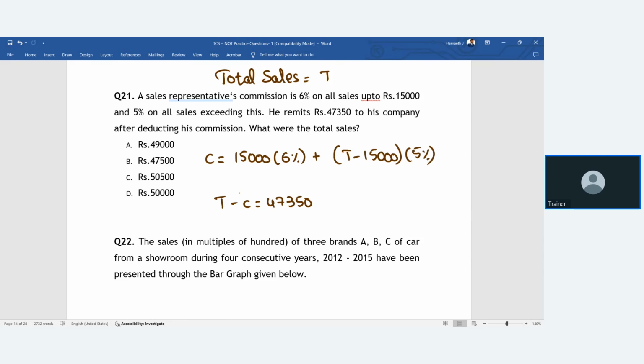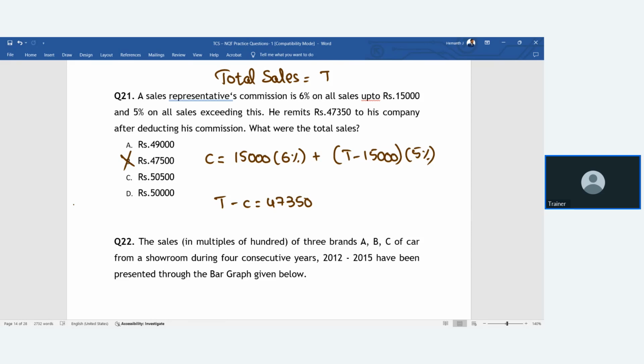How much commission is for the first 15,000? 6% for the first 15,000, and then exceeding that, since you got more than that, T is the total sales and T minus 15,000 is the excess. You can go for option verification also. For the first 15,000 we have 6%, which means 900. I want 47,000 more than that, so it's not option B, wrong, right?